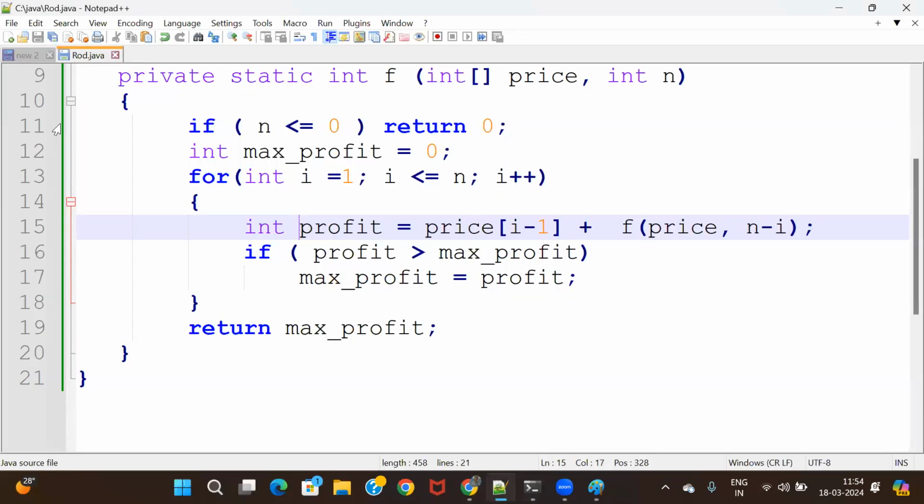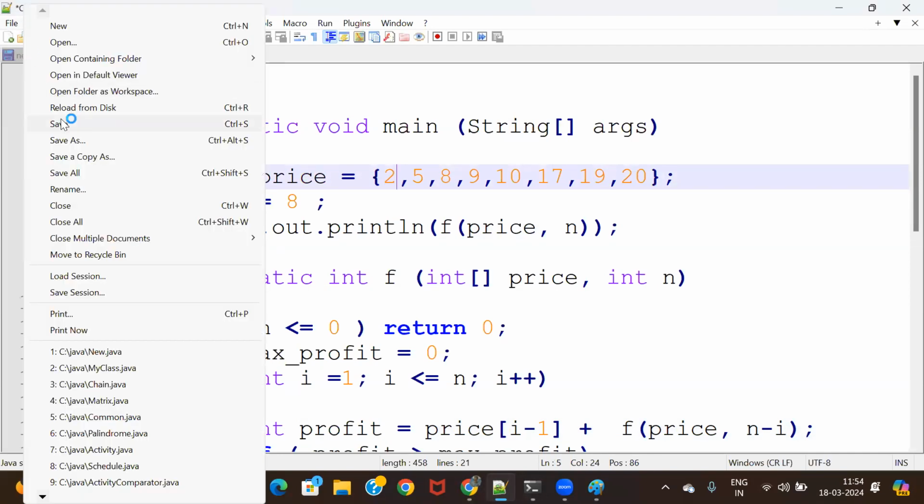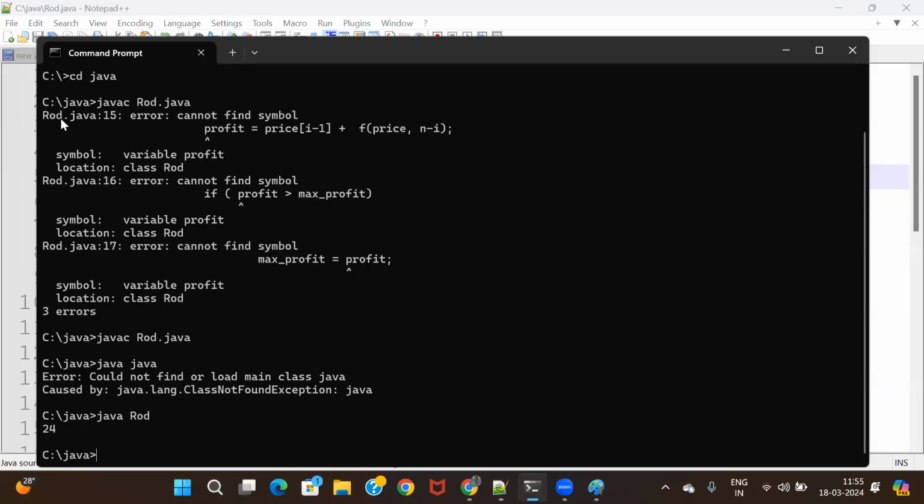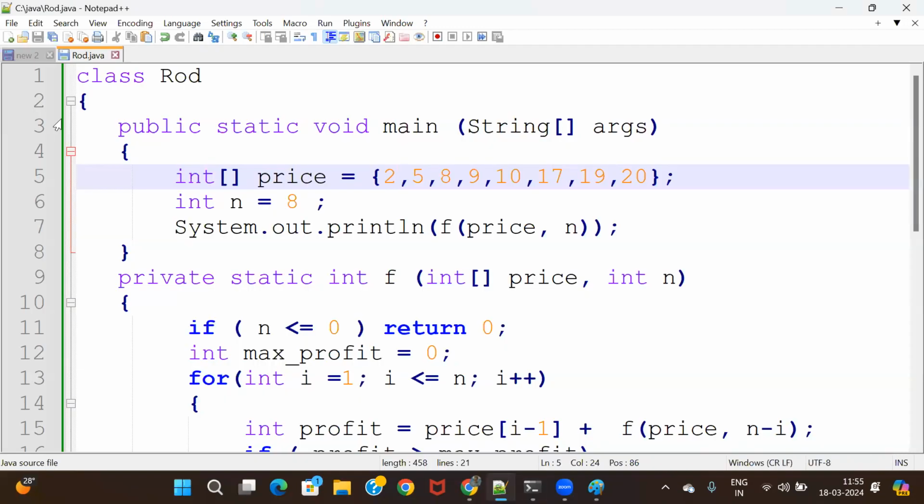So I hope you understand it. If I make it 2, if you sell one piece, you get 2 for length 1, 8 pieces, 16. The solution will be 16. The solution will change this time. Compile and execute. Okay. What is 22?